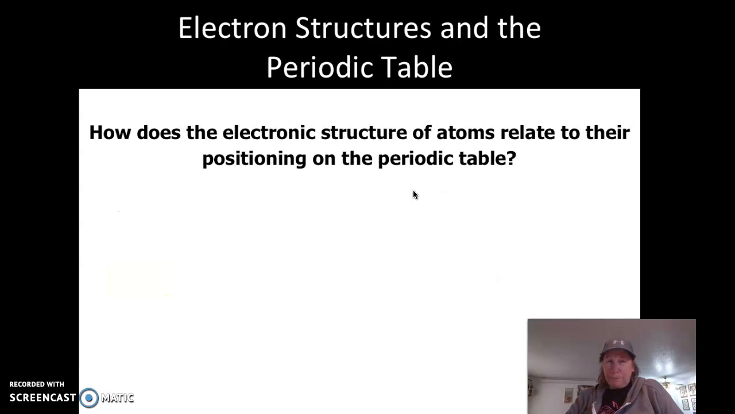Okay, the electron structure of the atoms relates to their positioning on the periodic table. This tells you everything. And again, I want you to run one of these off. I'm going to show you a bunch of stuff to write on it. And if you have that, it's really easy to do these configurations. And again, that's in the video after this. I keep talking about that, sorry.